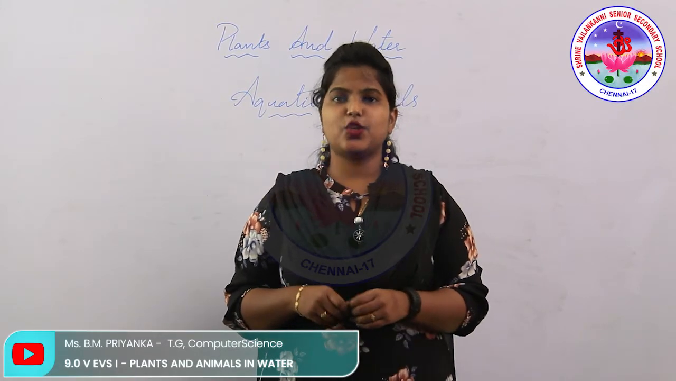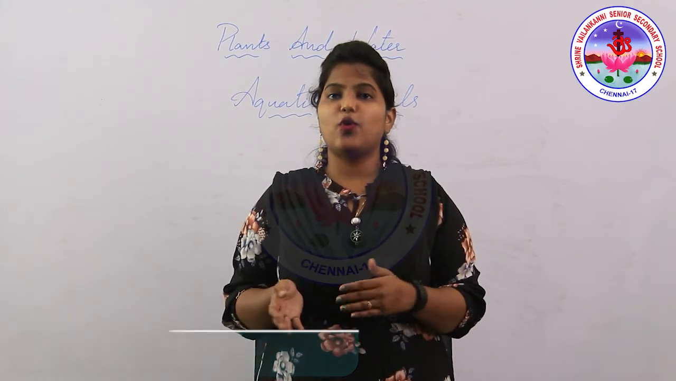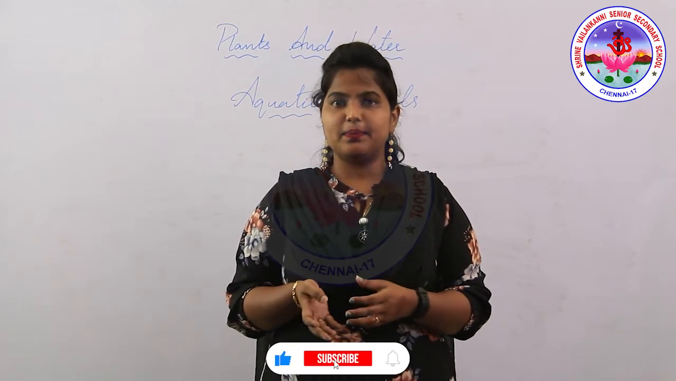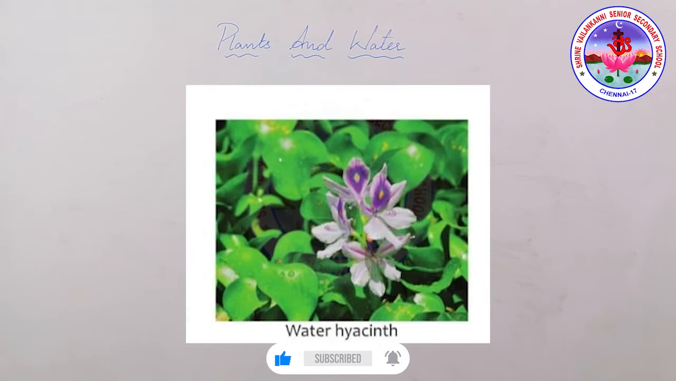So in this video, we are going to see the types of aquatic animals and the types of aquatic plants. Some plants like duckweed and water hyacinth float freely on the water. Their roots also float and are not fixed to the soil. So these are called floating plants. That is, their roots are not fixed to the soil.